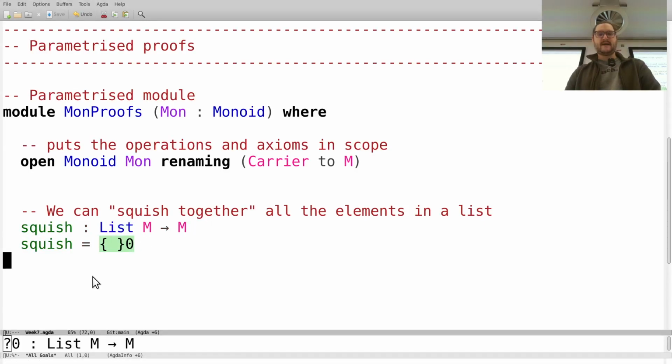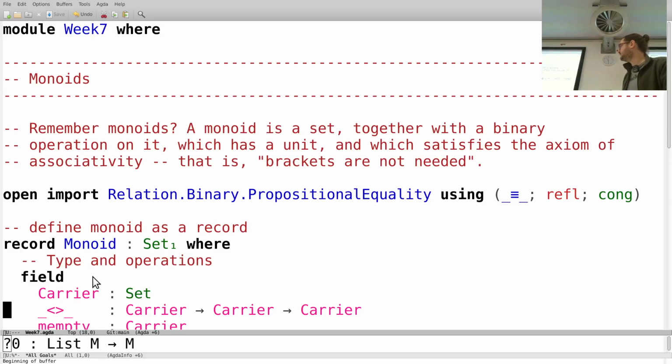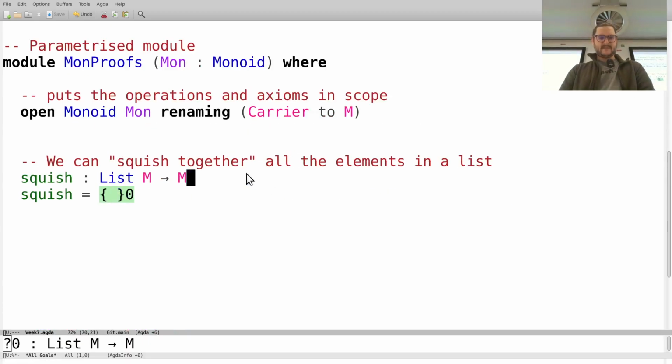And as we said in the definition of monoids, we have a binary operation and brackets are not needed. So if you have a list of values in that monoid, no matter how you combine them, the results will be equal, as long as you're not using commutativity. Yeah.